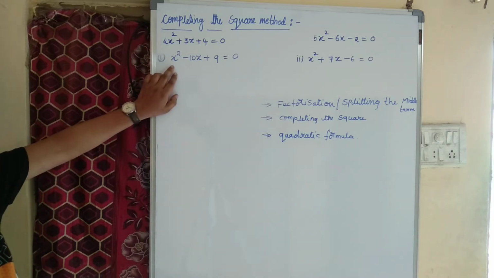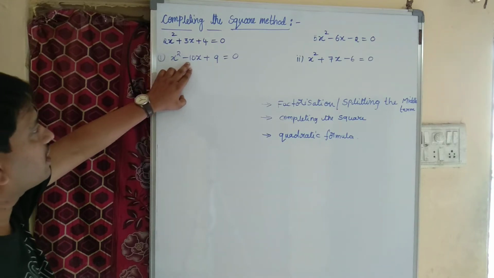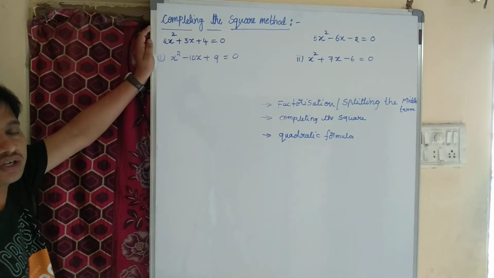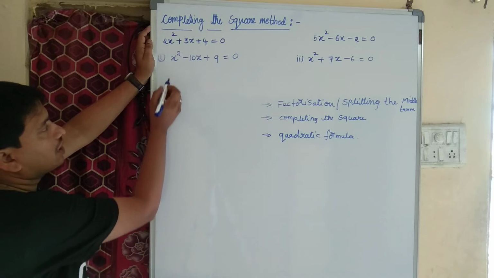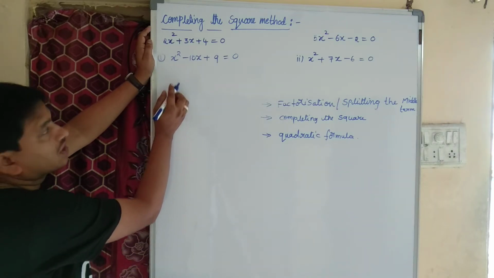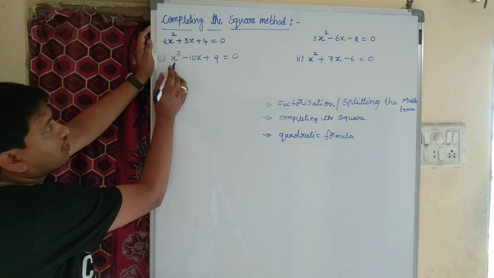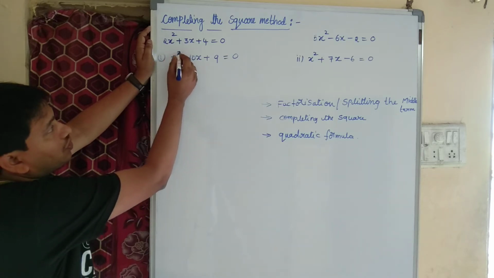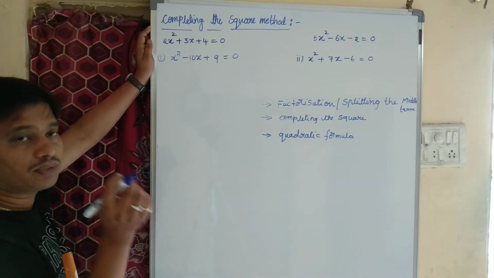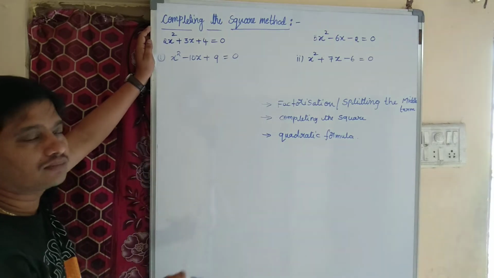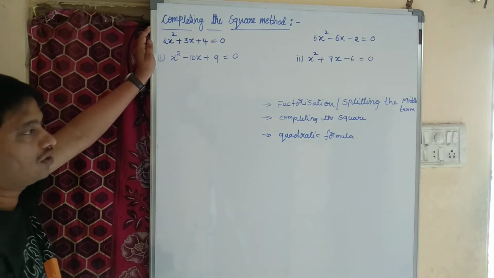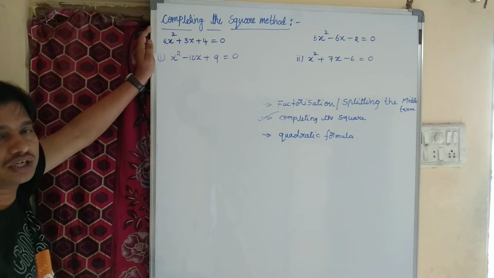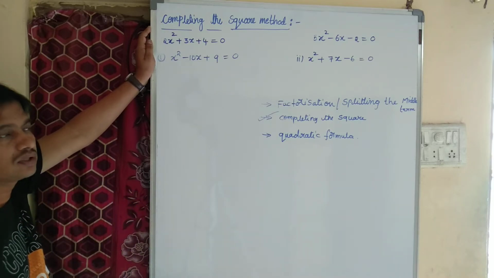Students, if you observe here, the given quadratic equation is x square minus 10x plus 9 equal to 0. Why do we call it a quadratic equation? Because the variable involved in this equation is x and the exponent of x is 2, the highest power is 2, so the degree is 2. If the degree of the polynomial is 2, that is called a quadratic equation. Right? Now, our topic is to find the roots of the quadratic equation by using completing the square.